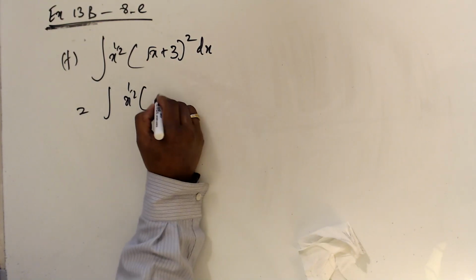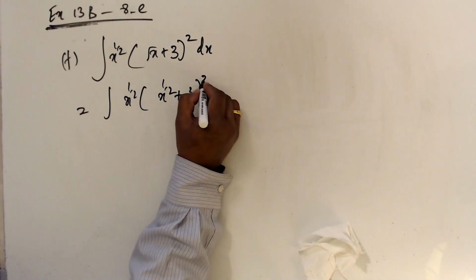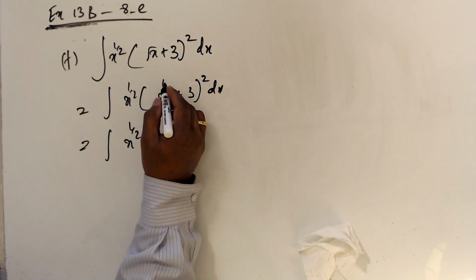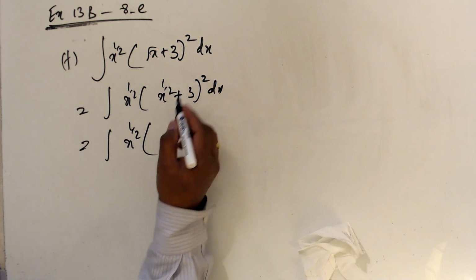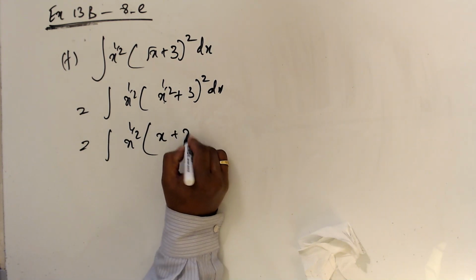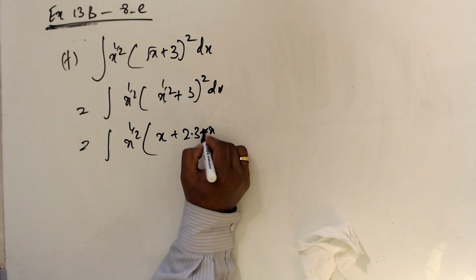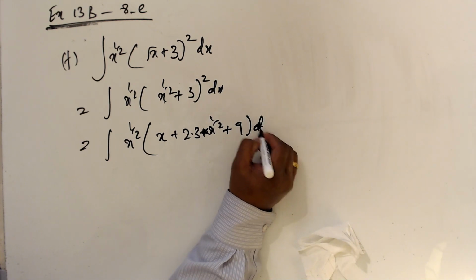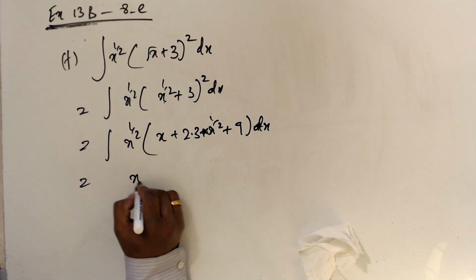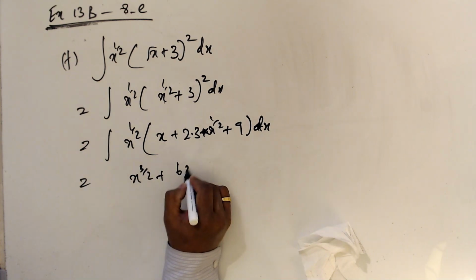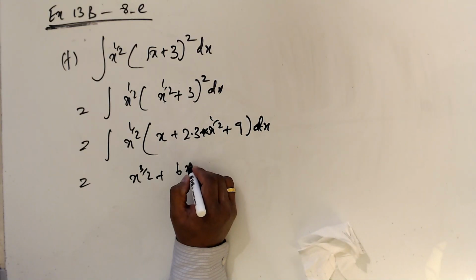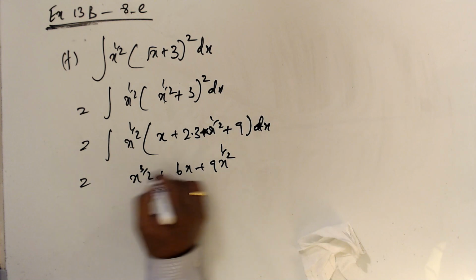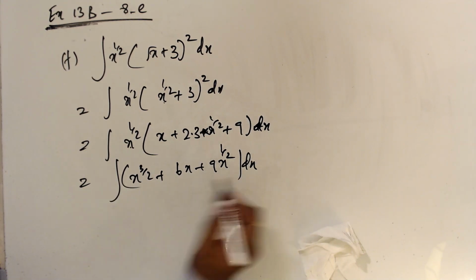x half times this is x half plus 3 square dx. x half times this is x, square root squared is x, then 2 times 3 times x half, plus 9, dx. Then this is x^(3/2) plus 6x, x half plus half 1, plus 9x half dx.